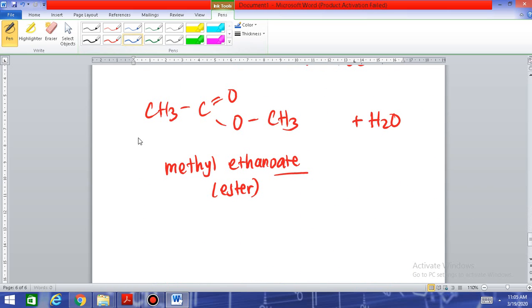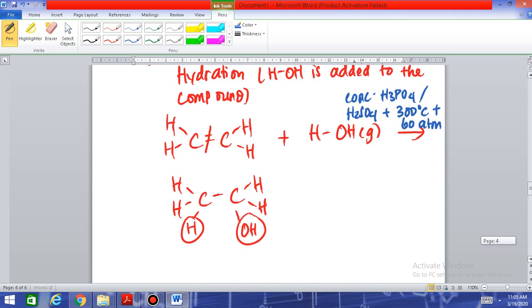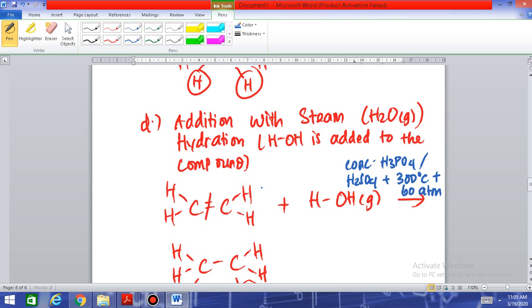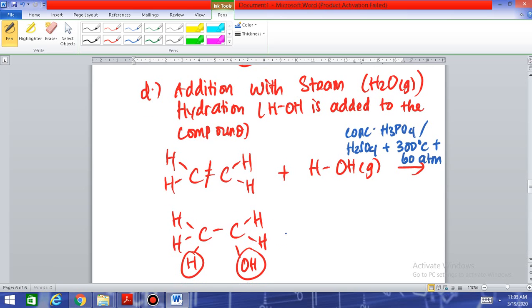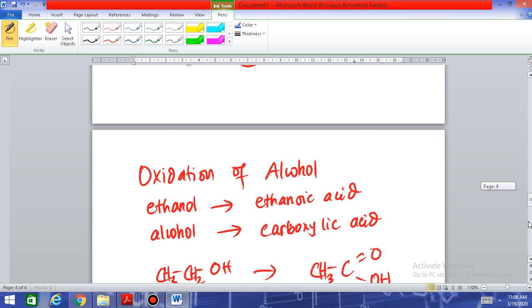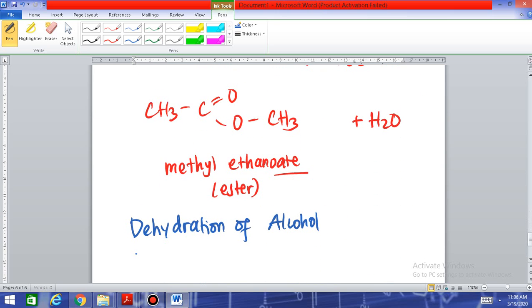Okay, next, about dehydration of alcohol. Remember about hydration of alkene? This one, hydration of alkene with steam. Alkene is hydrated with steam to produce alcohol. How about dehydration? Dehydration is the opposite of hydration. So water is lost from the compound.